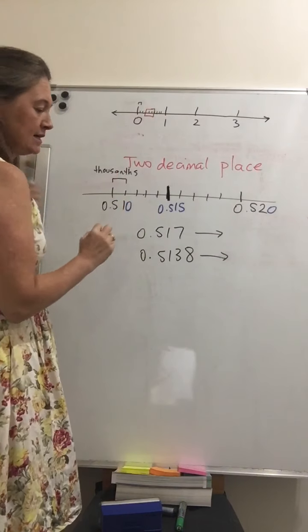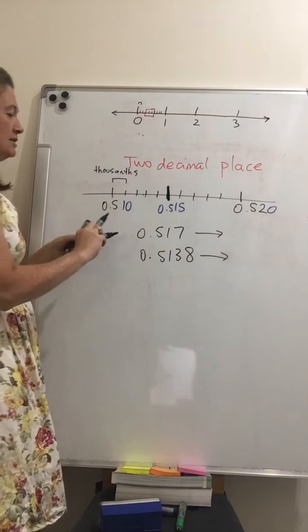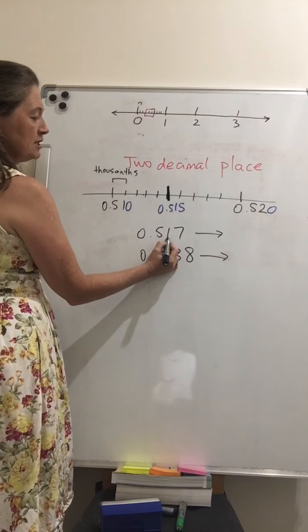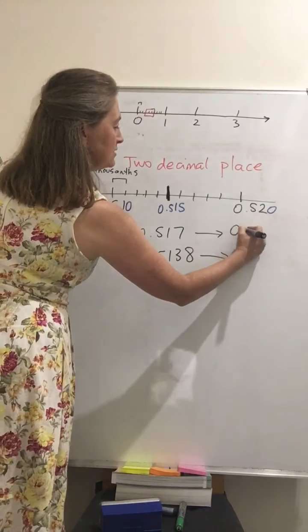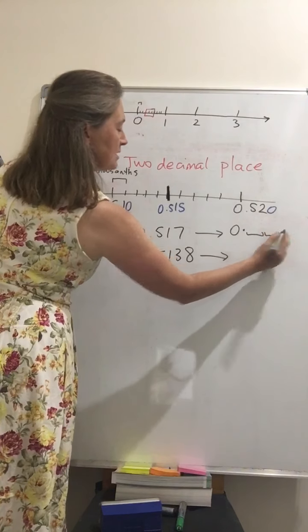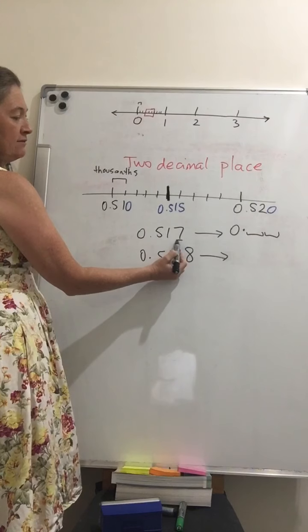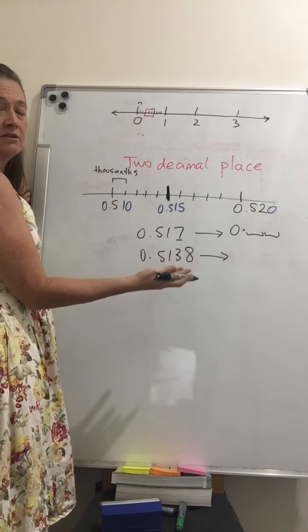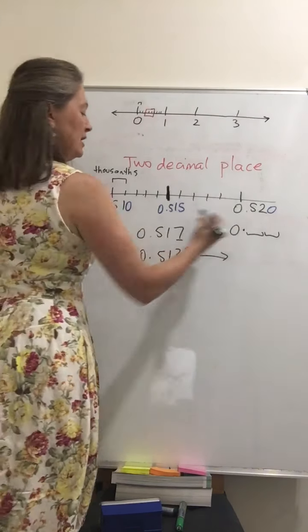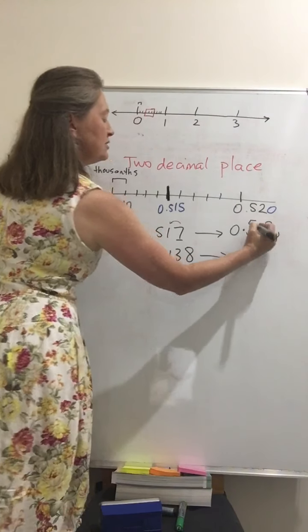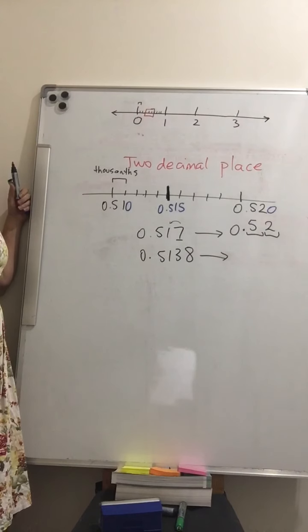How about we just use our system of who's next door? Let's have a look. 2 decimal places, 1, 2. So we're interested in stopping here. So we're going to have 0 point something something, 2 decimal places. Well, what's next door? It's a 7. What happens if there's a 7 next door? We're going to have to round up. So that 1 is going to get rounded up to a 2, and we've still got our 5 in there.